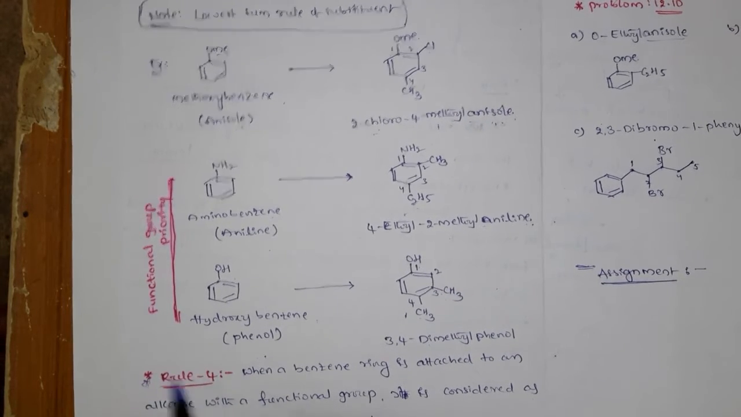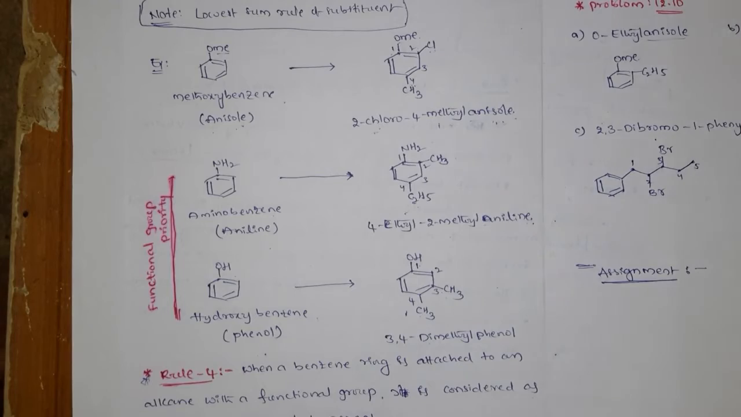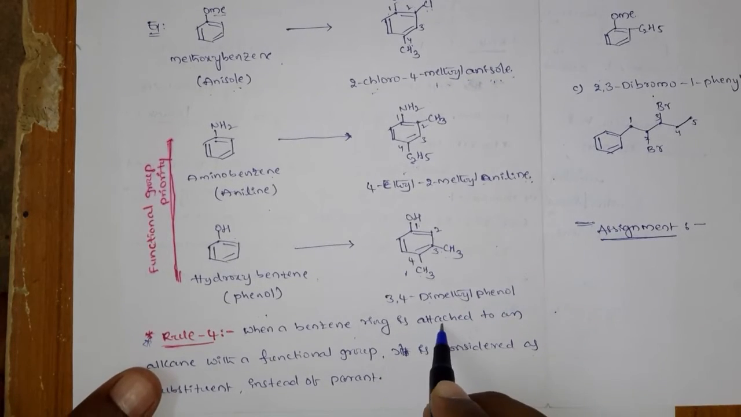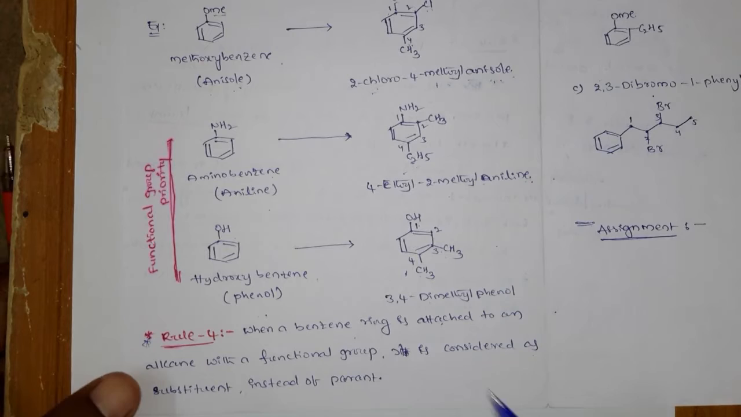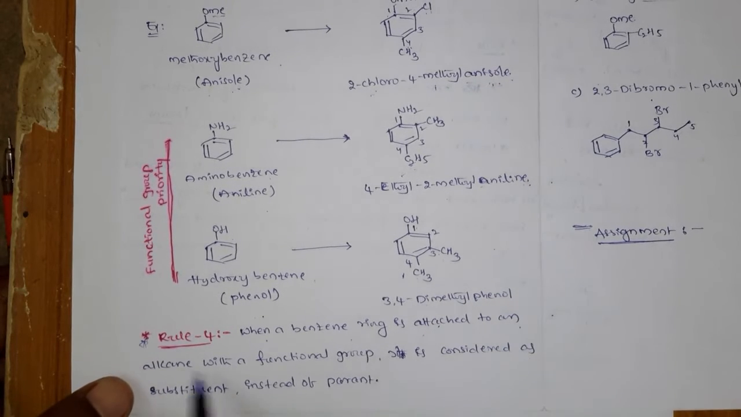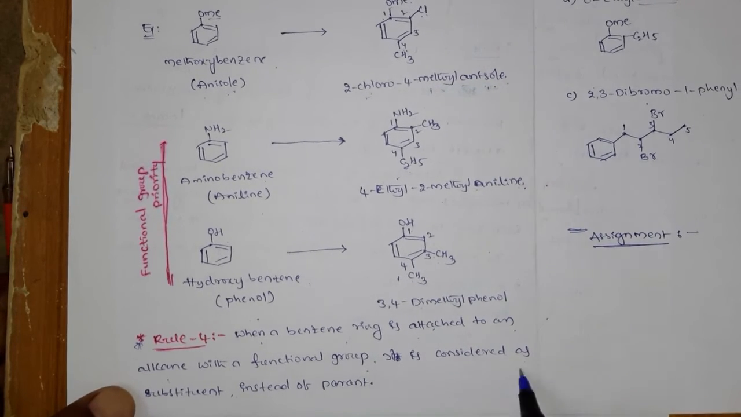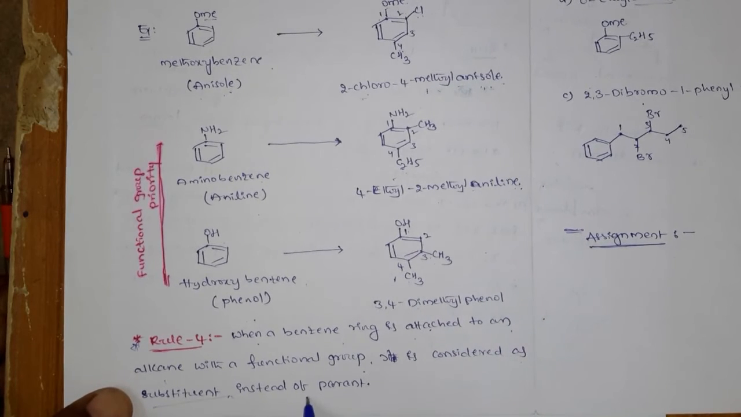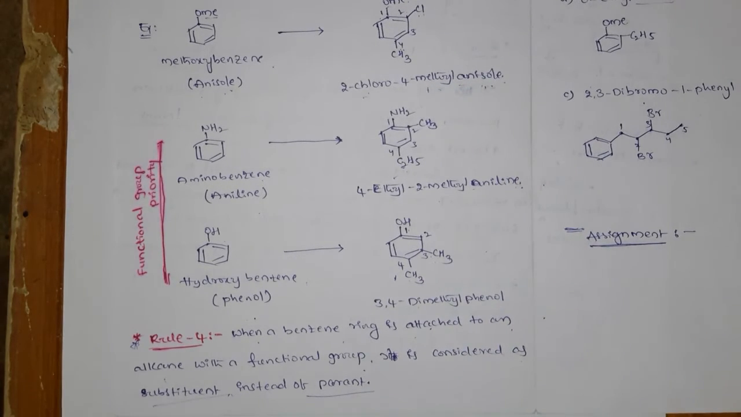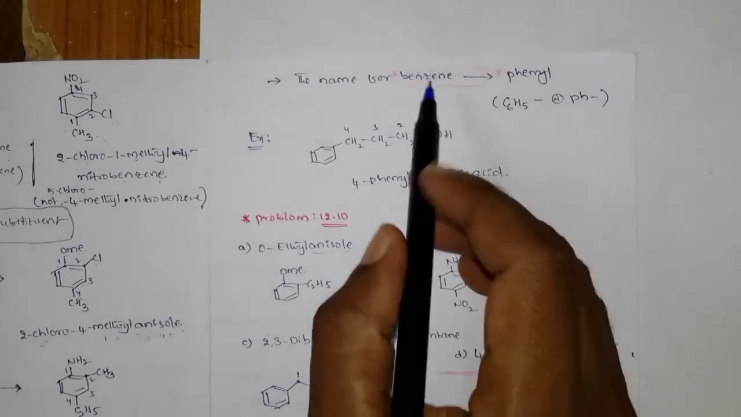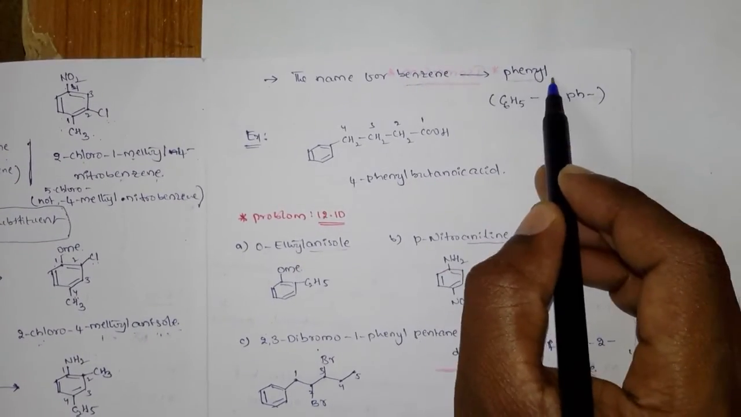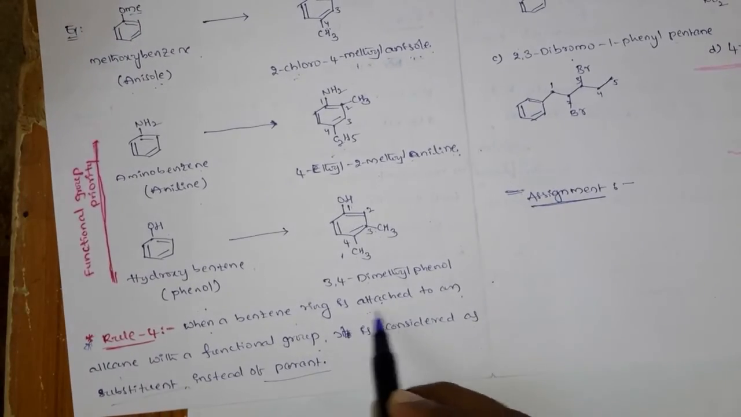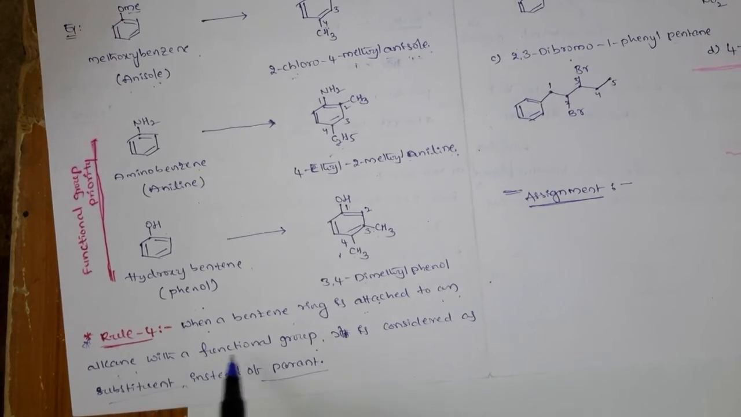And next there is a rule for this, which is a little bit different. Here the benzene ring is used as a prefix, not the suffix. When a benzene ring is attached to an alkane with a functional group, it is considered as a substituent instead of the parent. So here they cannot consider it as a parent. Instead, they'll consider it as a substituent. So what is the prefix for the benzene? The prefix for the benzene is nothing but the phenyl, when it is the ring attached to an alkane with a functional group.